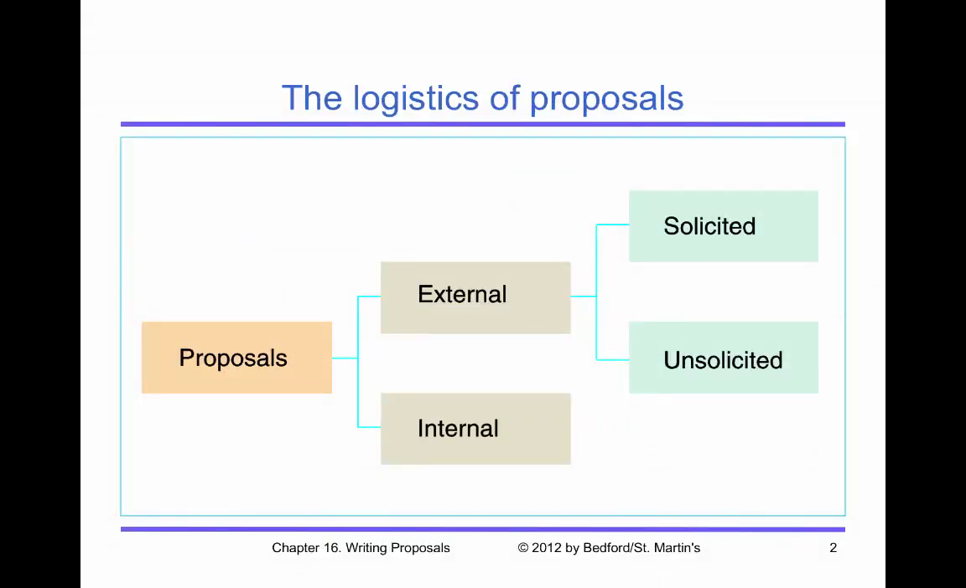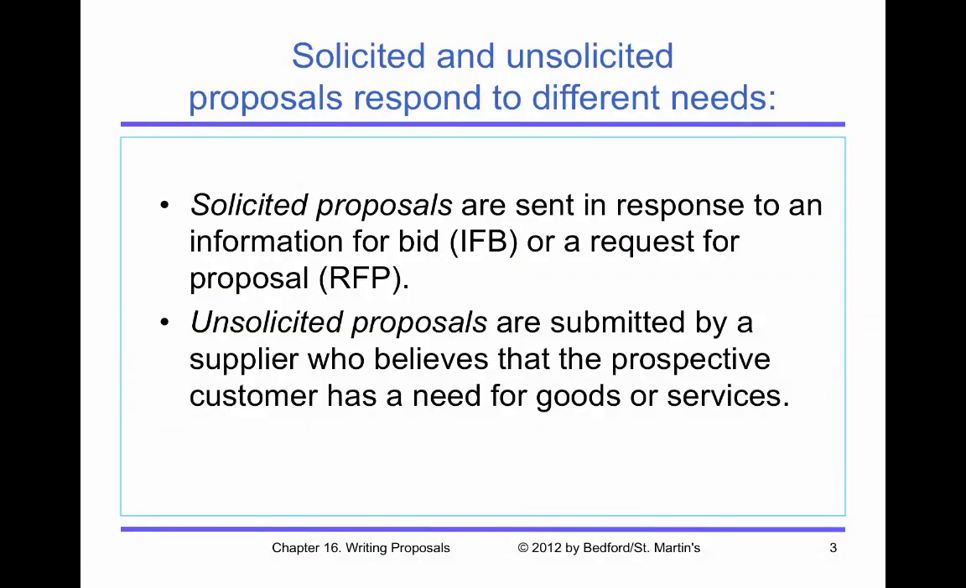Anyway, moving along, we've already talked a little bit about this, that proposals can be internal or external, and they can be solicited or unsolicited. And actually, it should be broken down, solicited and unsolicited, not only under external, but also under internal. Proposals are submitted in response to a request for proposals or an IFB, information for bid. So those are solicited proposals. And then unsolicited proposals are submitted by a supplier who believes that the prospective customer has a need for goods and services.